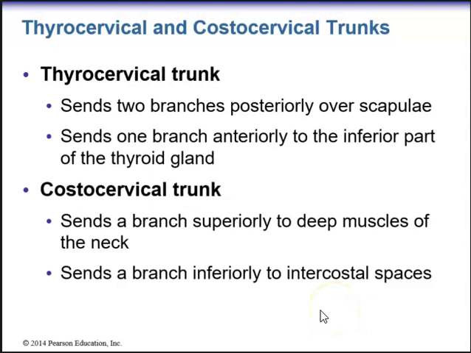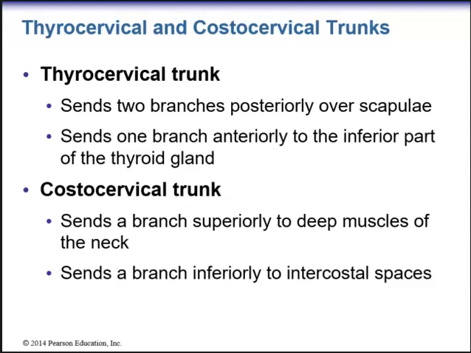So with regards to branches of the subclavian artery, we have the thyrocervical trunk. These send two branches posteriorly over the scapula, and send one branch anteriorly to the inferior part of the thyroid gland, which is located in the anterior part of the neck. The costocervical trunk sends a branch superiorly to the deep muscles of the neck. Also will send a branch inferiorly to the intercostal spaces.